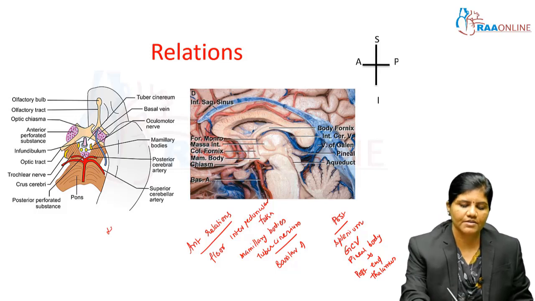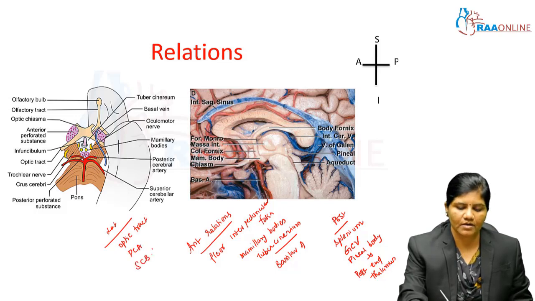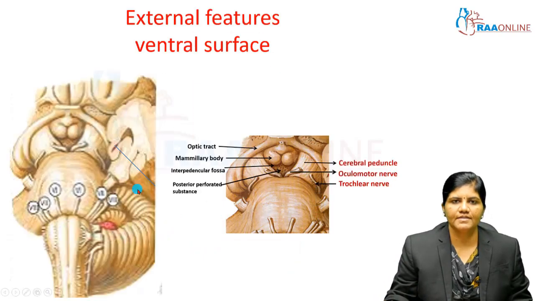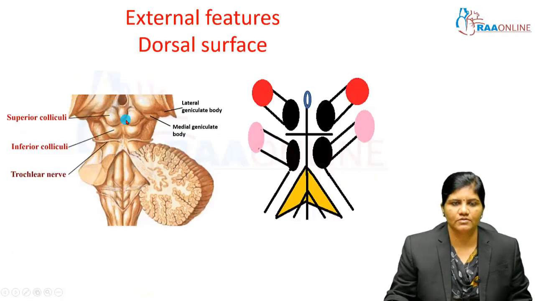The lateral relations, already I have told, on either side it is crossed by optic tract, posterior cerebral artery, superior cerebellar arteries as well as taenia pontis. So these are the relations of midbrain. Let's see the external features. It has two surfaces, the ventral surface and the dorsal surface.